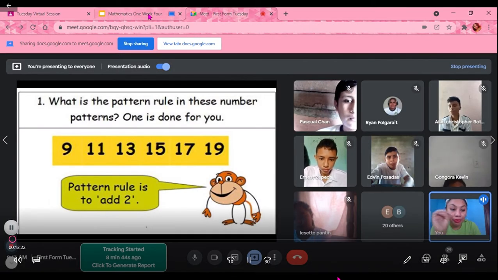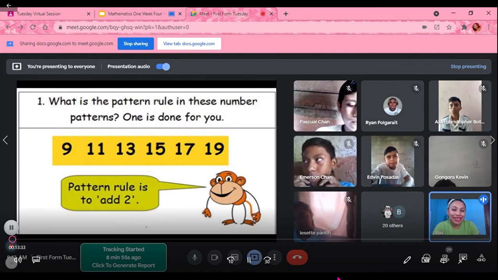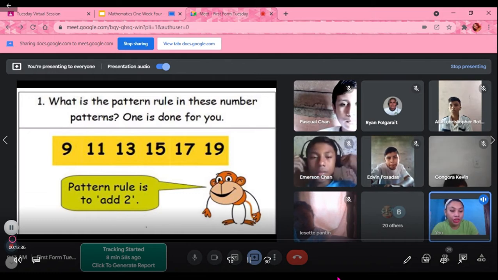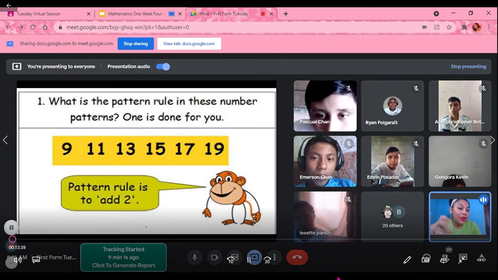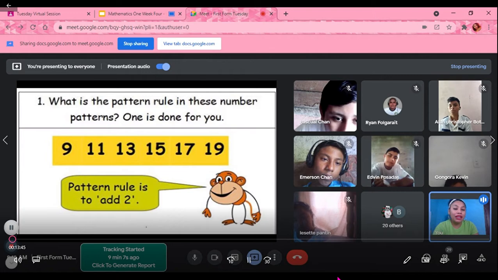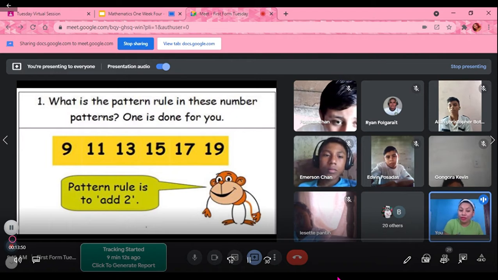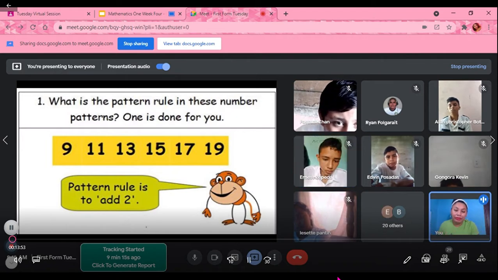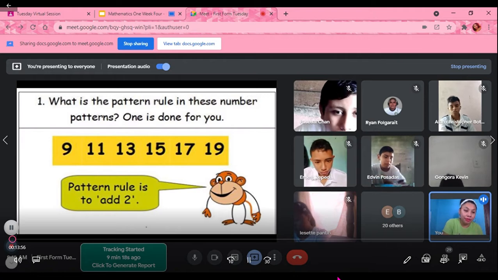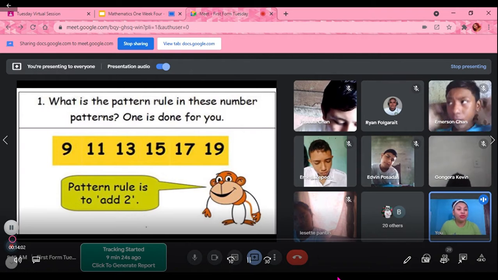Now, this is what we're going to be doing right now. And then we're going to move on into the practice work that I have in Google Classroom. All right? So, what is the pattern rule in these number patterns? One is done for you. So now what we want to talk about is a pattern rule that is different from the pattern name. What we talked about yesterday is the pattern name. There are 6 different pattern names: arithmetic, geometric, square, cubic, triangular, and Fibonacci. Those are pattern names. What we want to do right now is know the pattern rule.